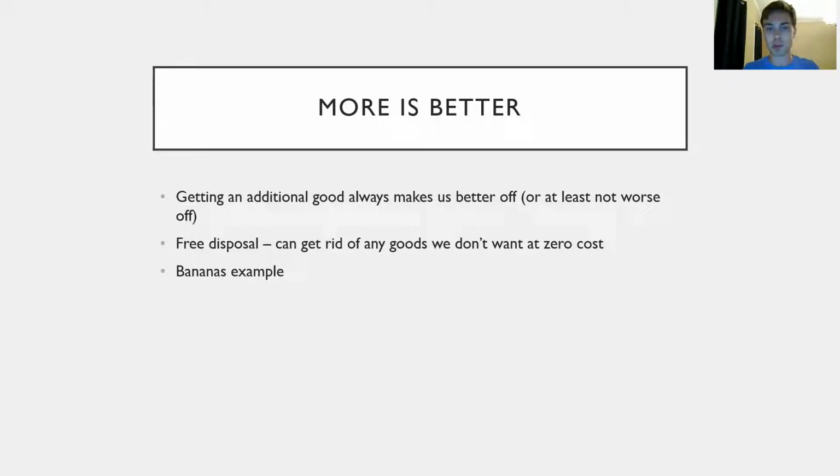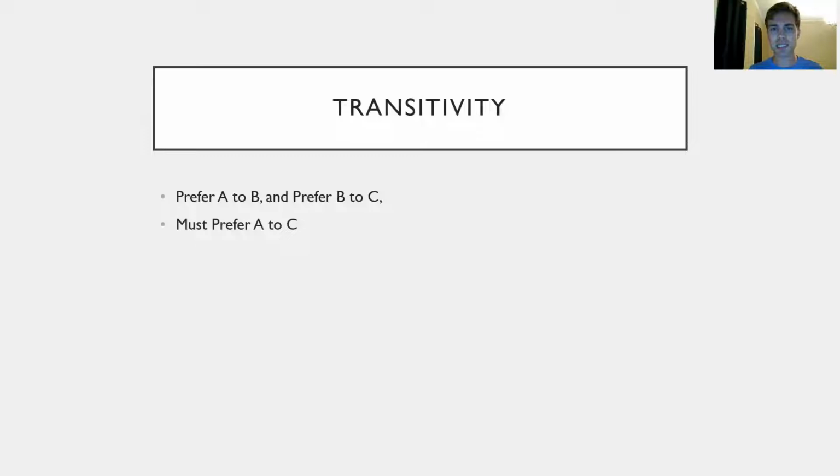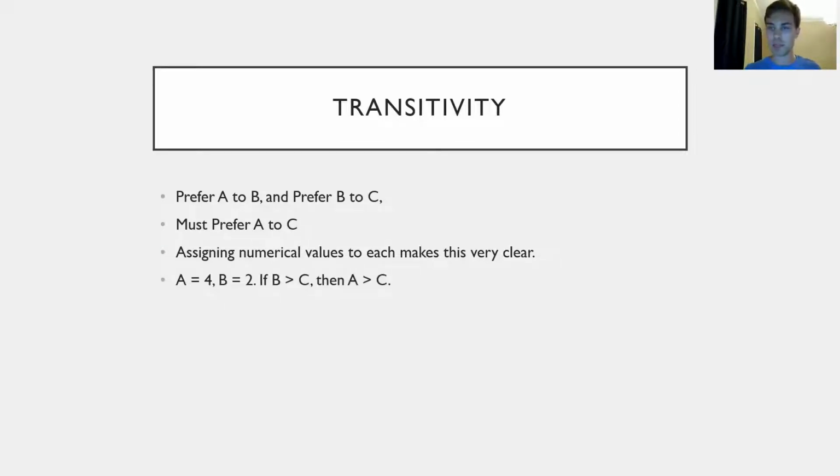So that's the more is better assumption. Okay, transitivity. So you've probably heard about transitivity in maybe a math class or something. But basically it says that if we prefer good A or bundle A to good or bundle B, and we prefer B to C, that means we must prefer A to C. It's really clear if we assign numerical values to each of these. So if A is 4 and B is 2, if we know that B is greater than C, then A also has to be greater than C because A is greater than B, right?